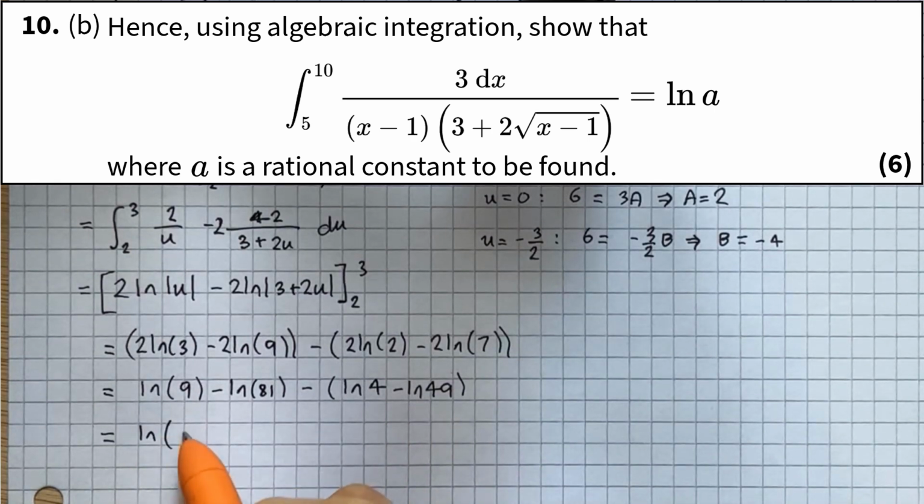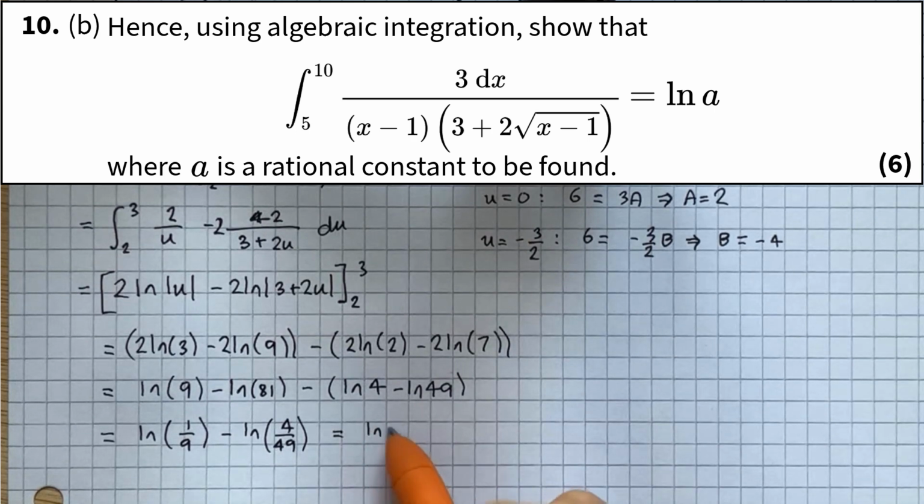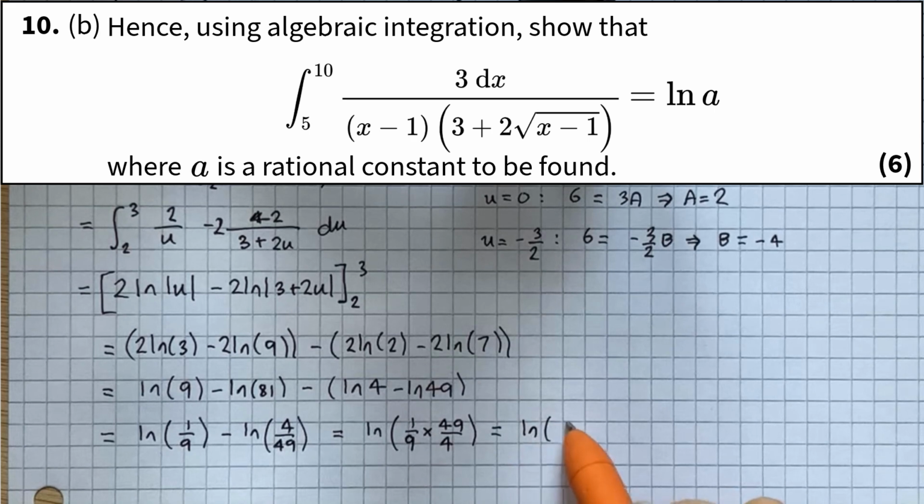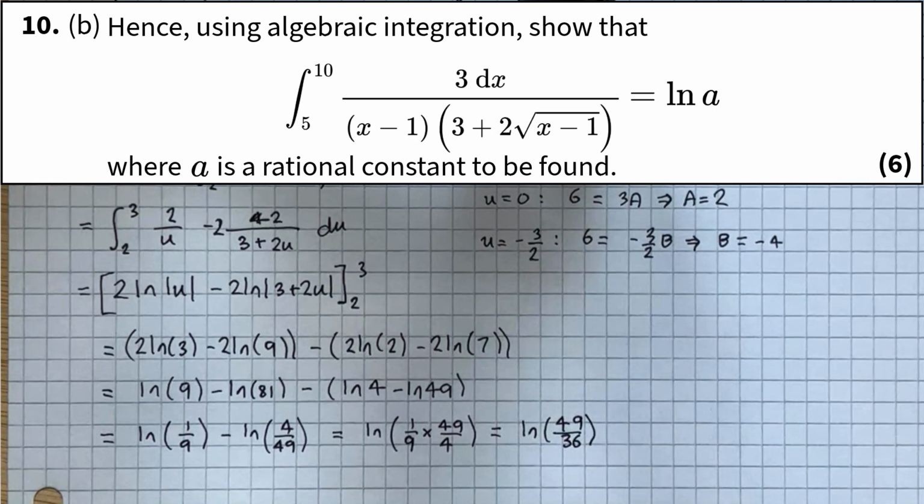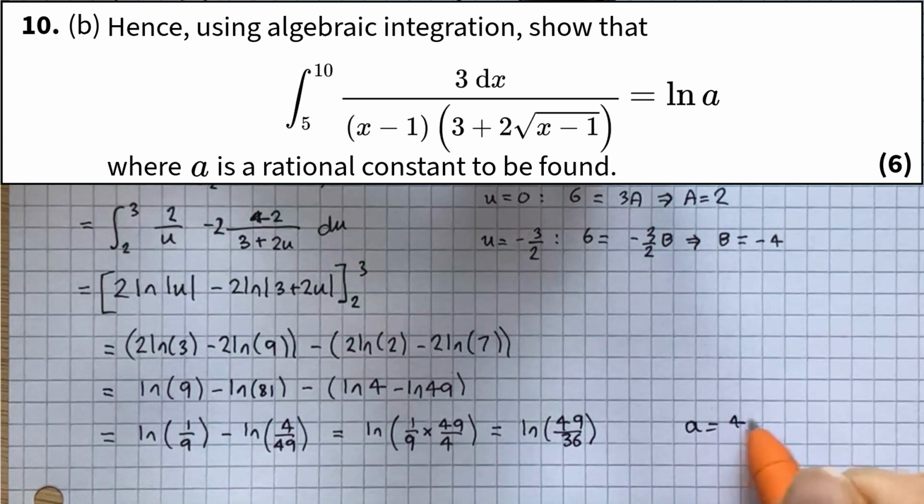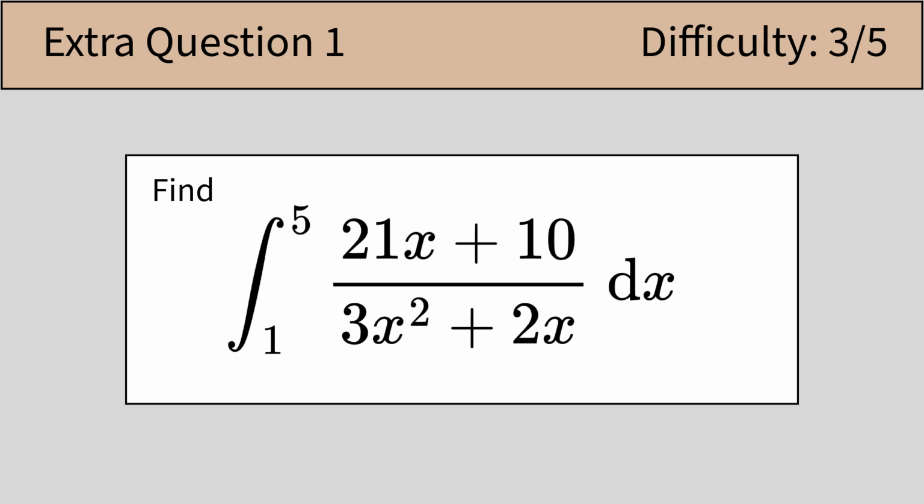Using our laws of logarithms now, 9 over 81 is a ninth, and 4 over 49 doesn't really simplify, so I'll leave it like that. And finally, we can subtract the logarithms, which means times by the reciprocal of the second. And then we get our final answer, ln of 49 over 36. Which means a is equal to 49 over 36, which is indeed a rational constant. And here are 2 more.